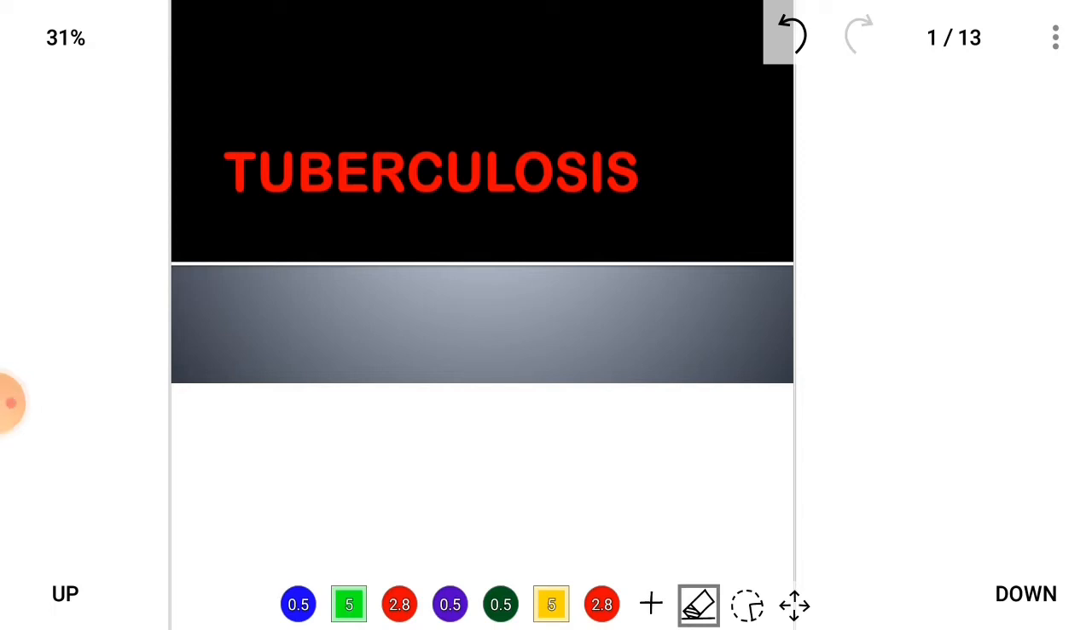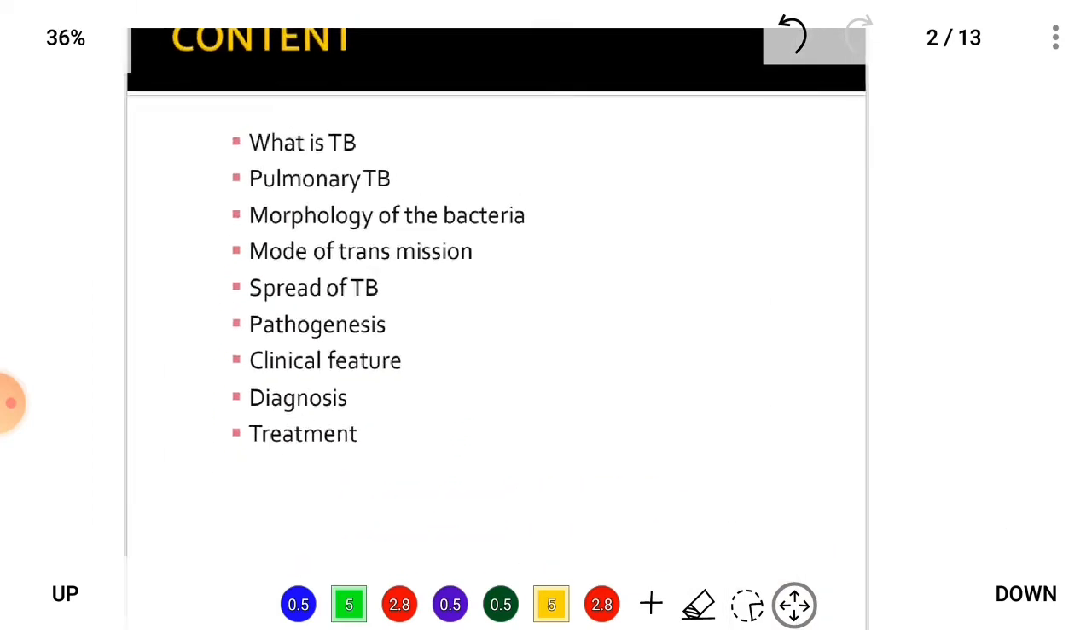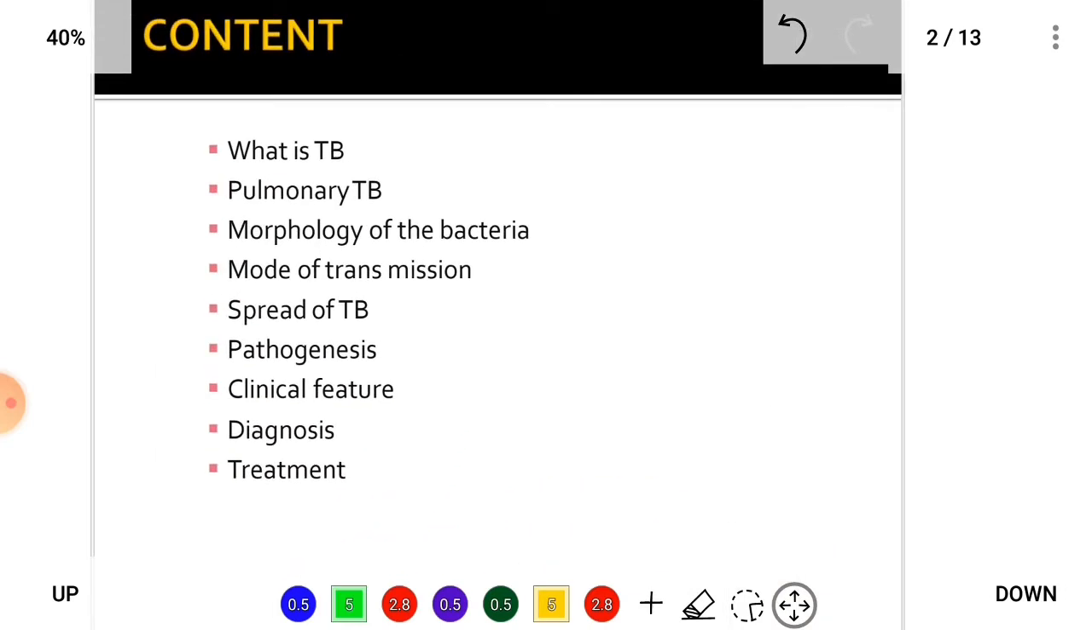So today's topic is tuberculosis. We are going to learn in detail about tuberculosis because one should know about this disease. It's an important disease and one should be aware of it, and also from the exam perspective, it's a frequently asked question. So we are going to see tuberculosis in the following manner.